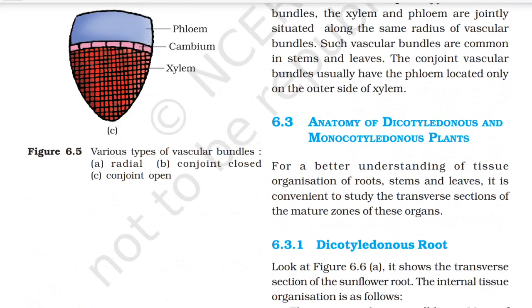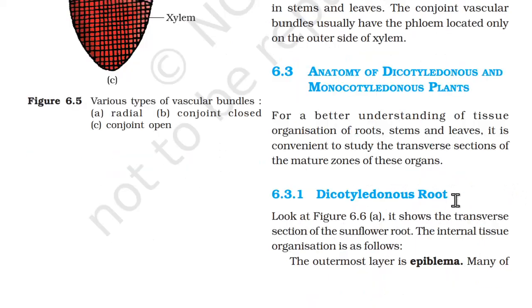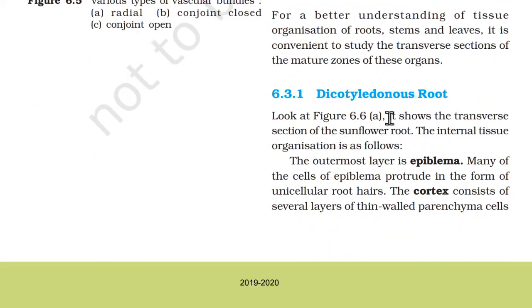Point 3: Anatomy of dicotyledonous and monocotyledonous plants. For a better understanding of tissue organization of roots, stems, and leaves, it is convenient to study the transverse section of the mature zone of these organs. 6.3.1 Dicotyledonous root. Look at figure 6.6a. It shows the transverse section of sunflower root. The internal tissue organization is as follows.